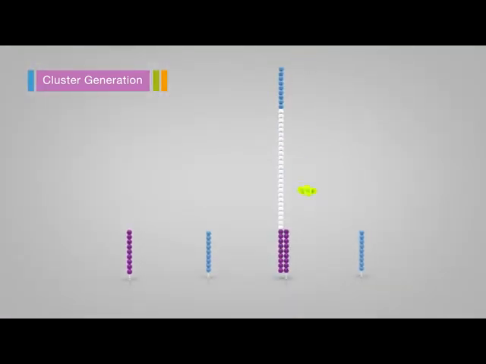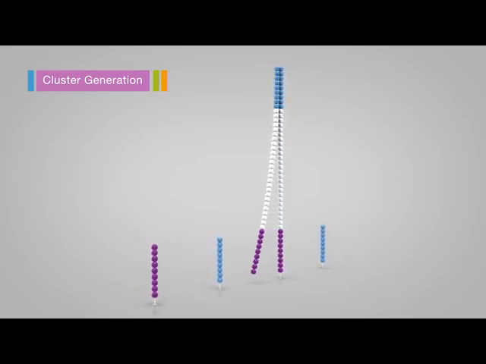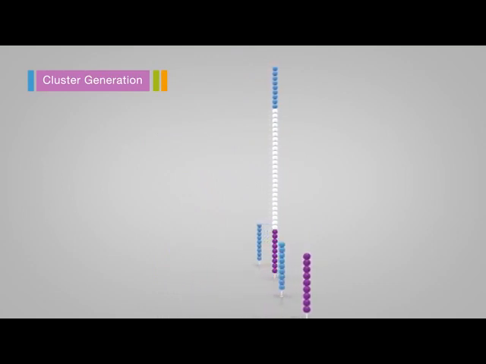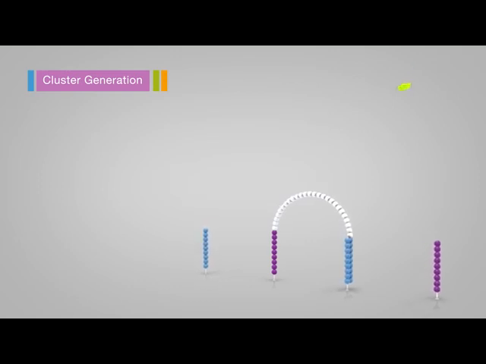A polymerase creates a complement of the hybridized fragment. The double-stranded molecule is denatured and the original template is washed away. The strands are clonally amplified through bridge amplification. In this process, the strand folds over and the adapter region hybridizes to the second type of oligo on the flow cell. Polymerases generate the complementary strand, forming a double-stranded bridge.